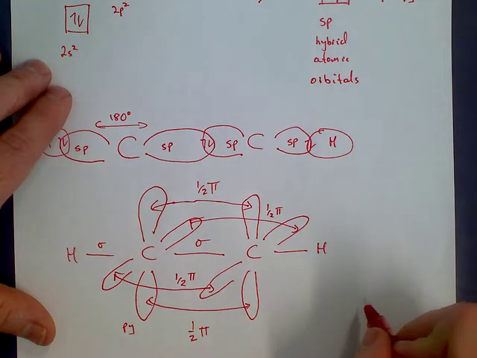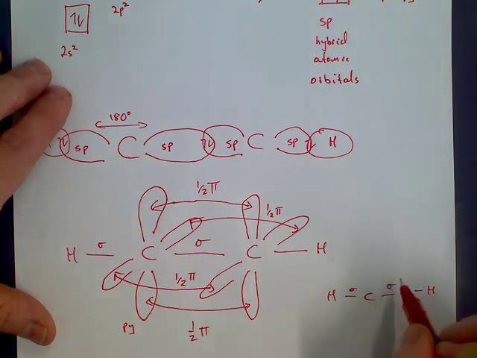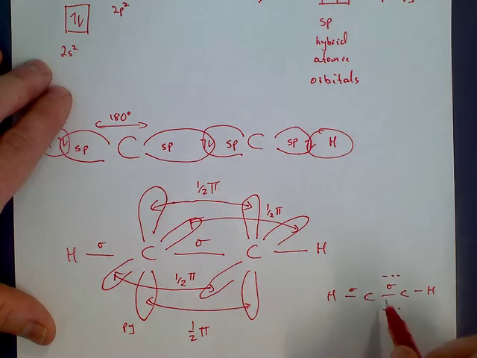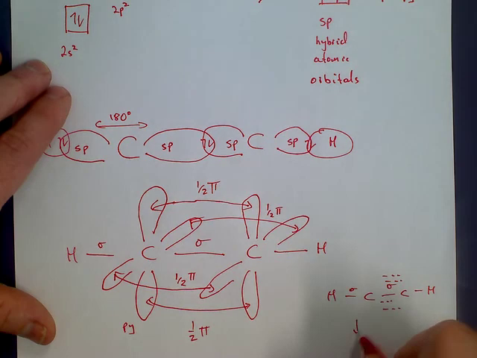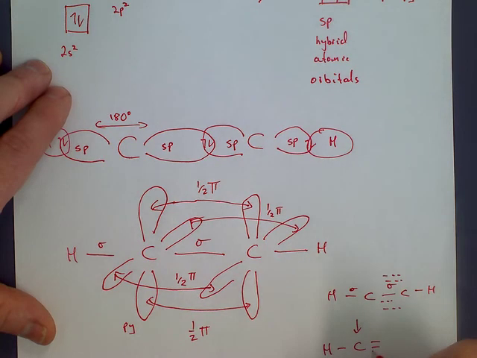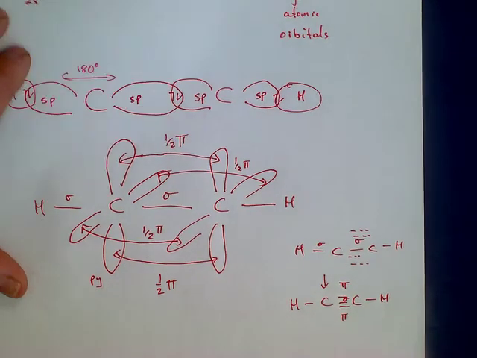So you end up with sigma, hydrogen, sigma, hydrogen. And then you have this arrangement where you've got half a pi above and half a pi below, and half a pi coming out and half a pi going back. That's quite hard to draw, so I'm going to show you a model of that in a moment. And that equates to what we think is normally shown like that. Pi, pi, sigma.